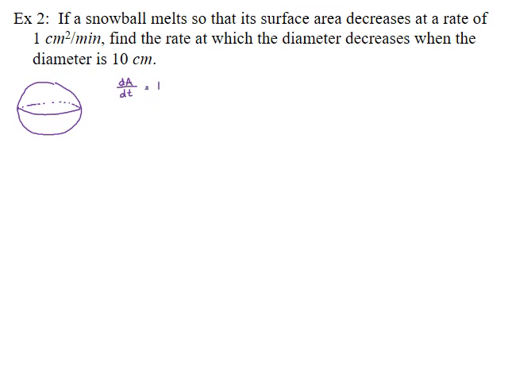All right, it says find the rate at which the diameter decreases, so we're going to call that dd dt, that's our unknown, when the diameter is 10 centimeters. So if we know the rate the area is changing, what is the rate of the diameter changing when the diameter hits exactly 10 centimeters?